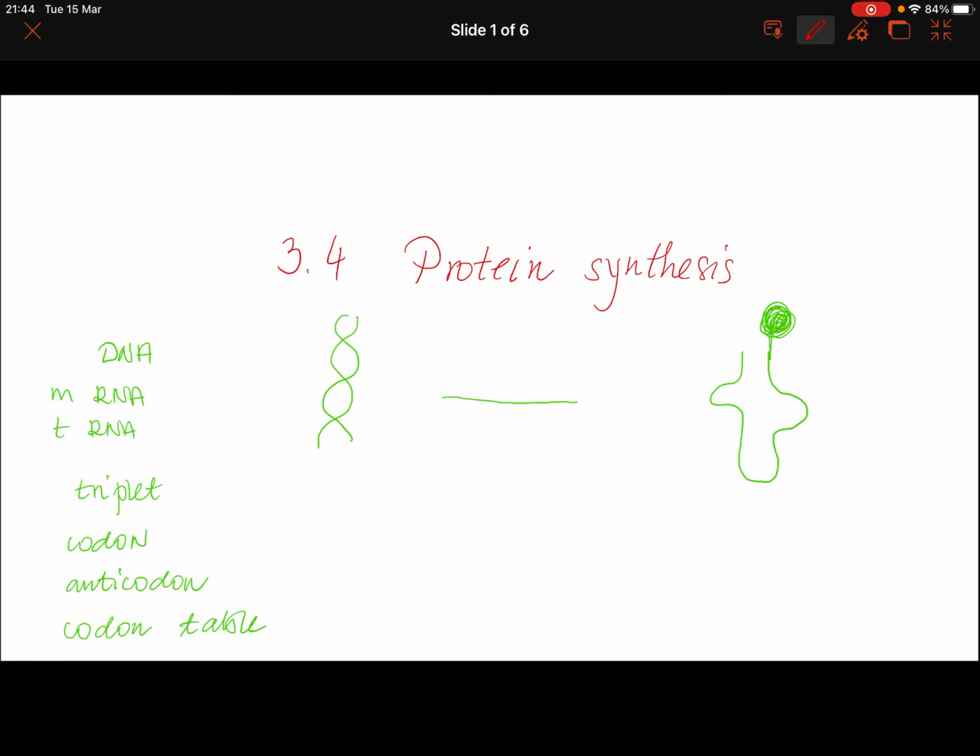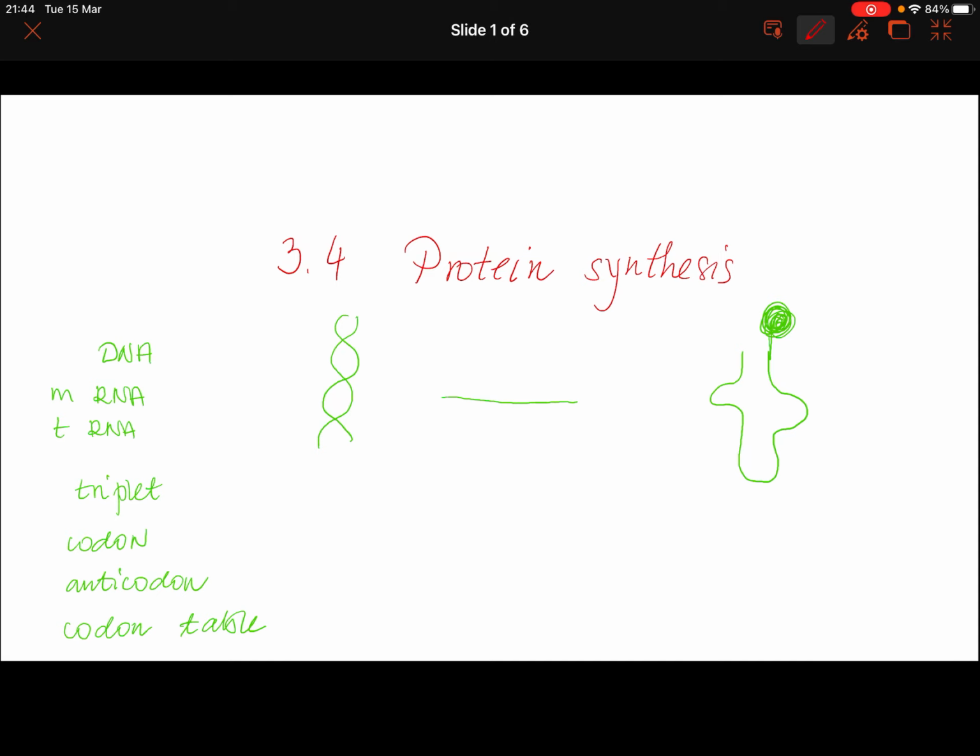Hi guys, today we will be looking at the revision on the topic protein synthesis. Before we get into the actual process of protein synthesis, we need to make sure that we understand the key points associated with that topic. So we will need to recap on the DNA.